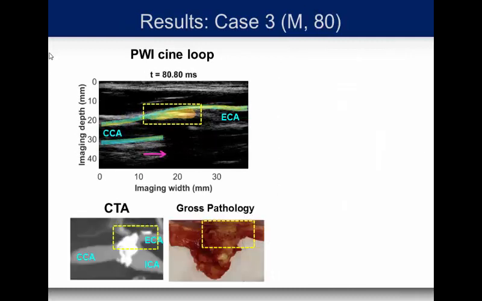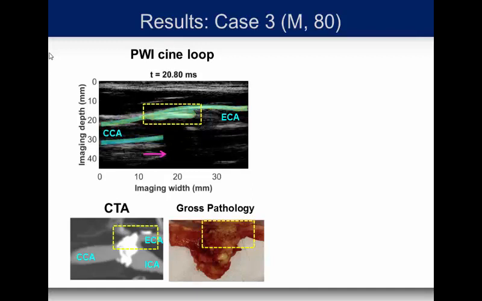This next case is a highly calcified case that we imaged of the carotid bifurcation. In the yellow box is the plaque of interest. It actually shows very high displacements as the wave propagates through. If we look at the CTA, this artery is by all accounts 99% occluded.